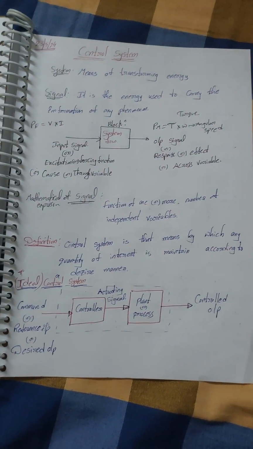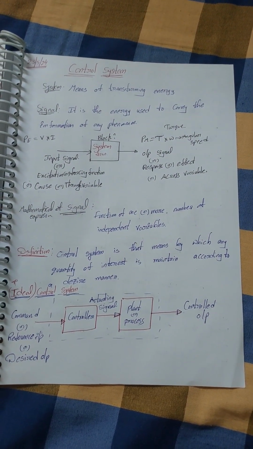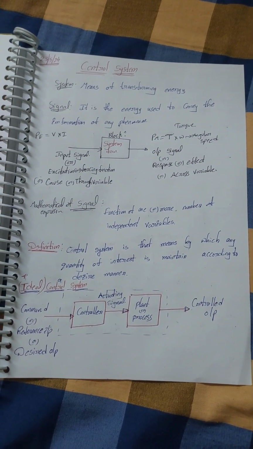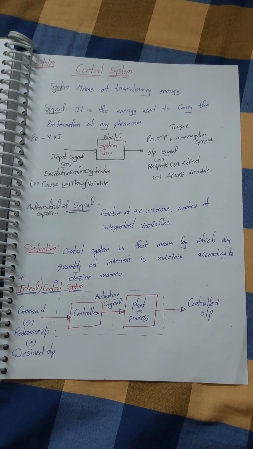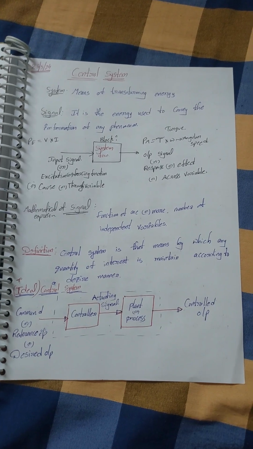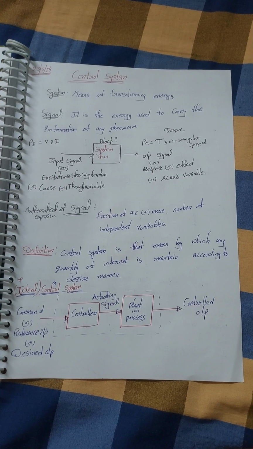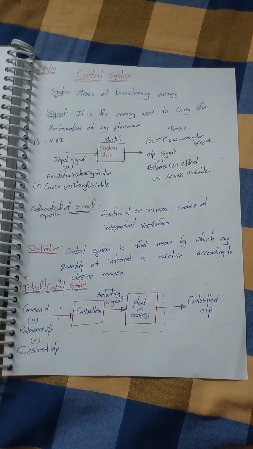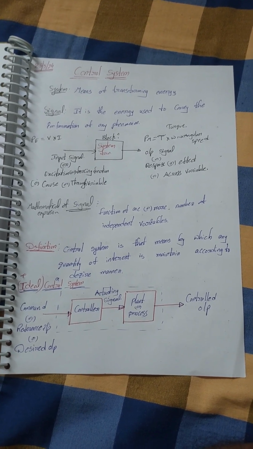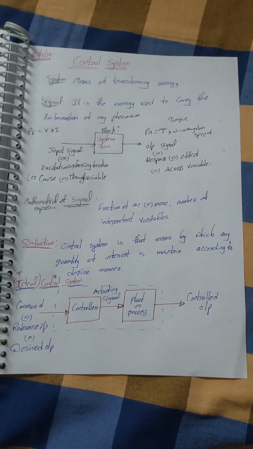Definition: a control system is that means by which any quantity of interest is maintained according to the desired manner. Another definition for the control system: a control system is that means by which any quantity of interest in a machine, mechanism or other equipment is maintained or altered in accordance with a desired manner.